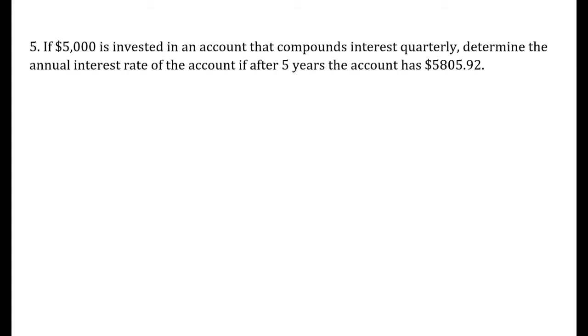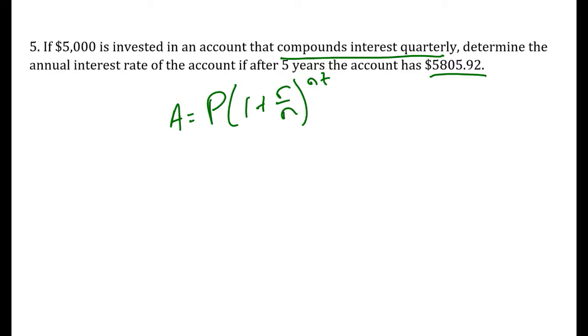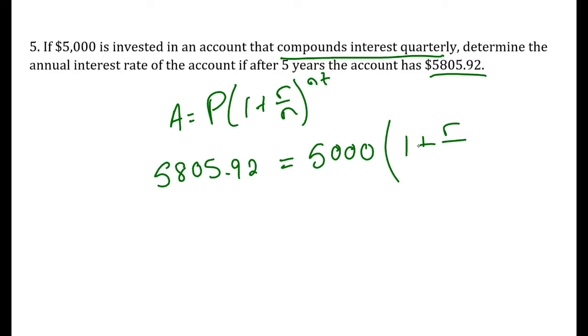Number 5, if $5,000 is invested in an account that compounds interest quarterly, I know how to deal with that. Determine the annual interest rate of the account after 5 years, if after 5 years the account has that much money. Okay, so we know this is A equals P times 1 plus R over N to the NT. I know how much money I actually end up with, 5805.92 equals, the principal is 5,000, that's what I started with, 1 plus, I don't know the rate, I'm compounding quarterly, so N equals 4, to the 4 times 5.